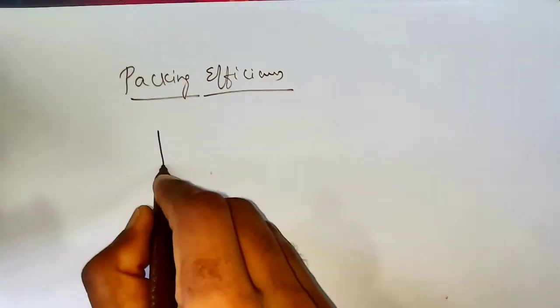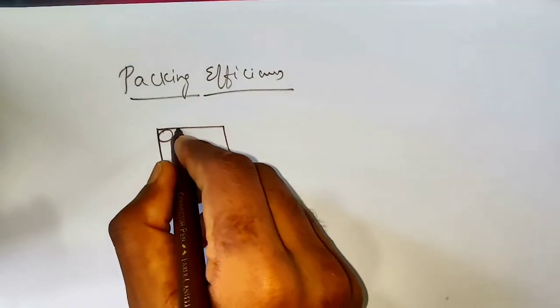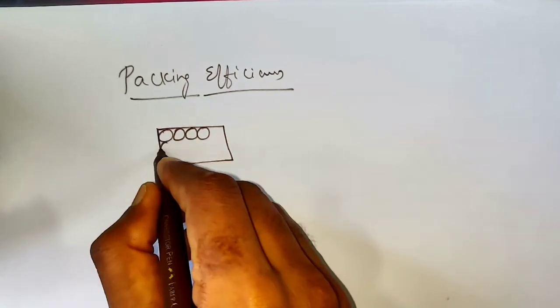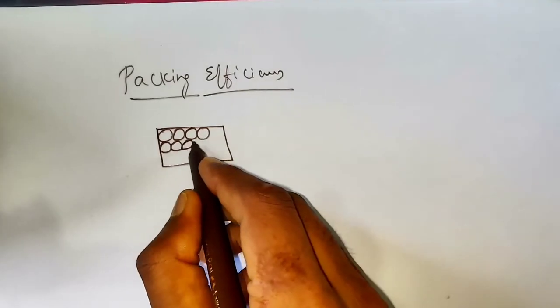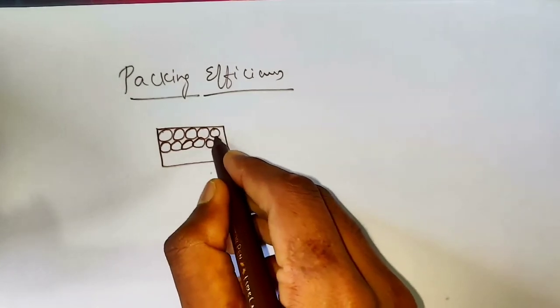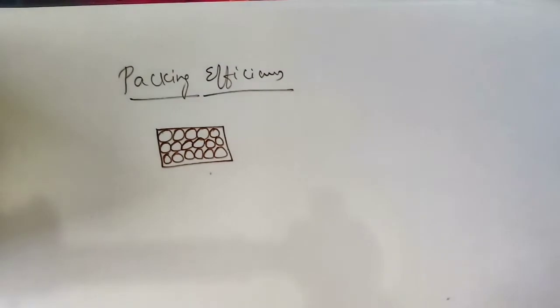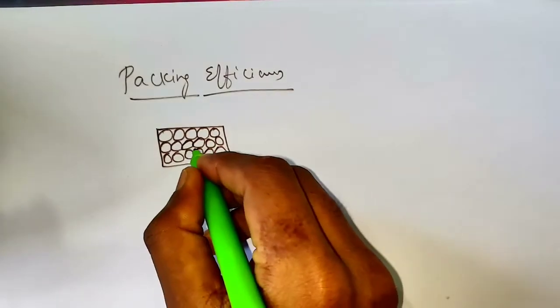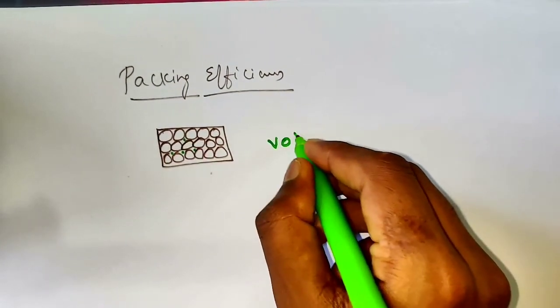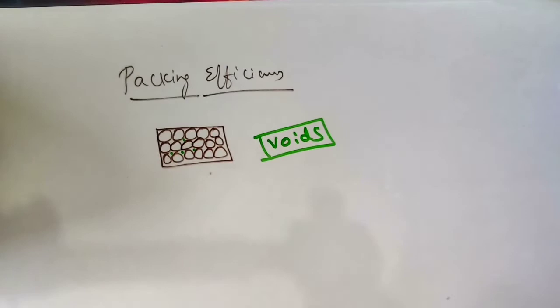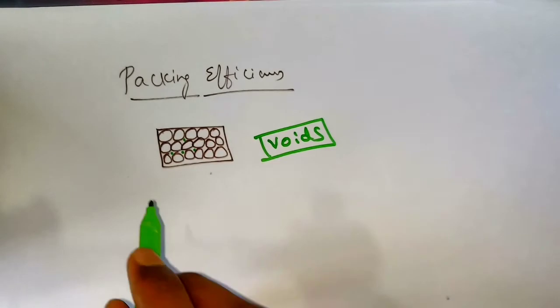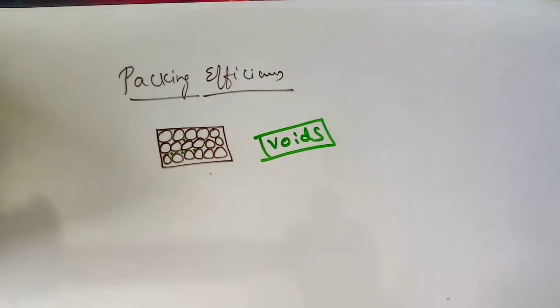See, in whatever manner we fill the atoms, there will be a gap between them. Whenever we are filling, there is a space which is left. That space which is left is called a void, and the space which is occupied by the particles is the packing efficiency. The empty spaces remaining after the filling of the atoms are called voids. Packing efficiency means the percentage of total space filled by the particles.